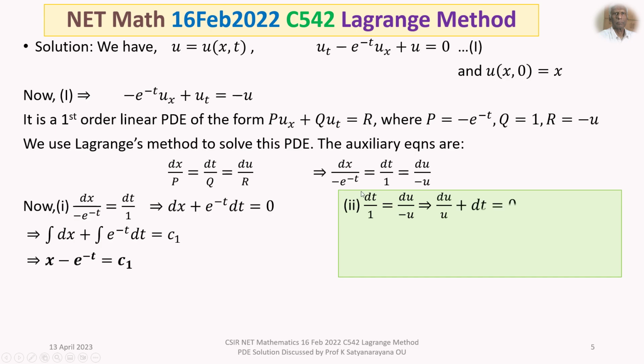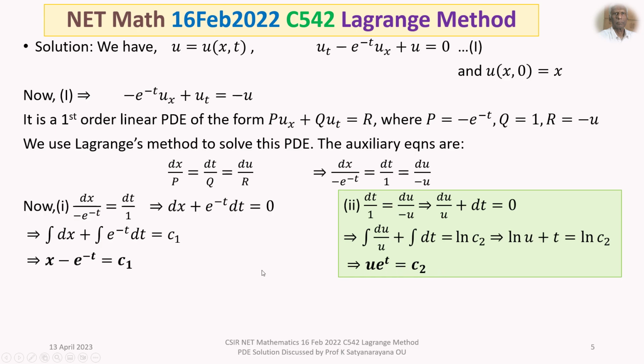So we take the second solution. dt by 1 is equal to du by minus u, and the variables are already separated here. This will imply du by u plus dt is equal to 0. Integrating, we get ln of u plus t is equal to ln of c2. That will imply u e power t is equal to c2, where c2 is an arbitrary constant.